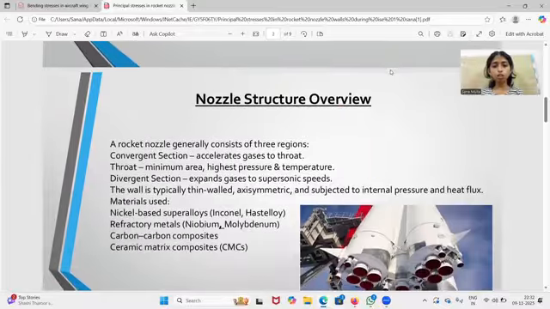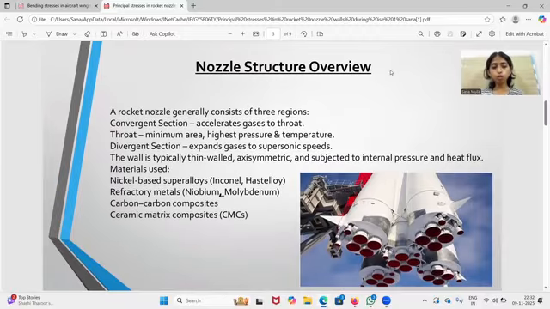Here is a simple nozzle structure overview. A rocket nozzle generally has three main regions: convergent, throat, and divergent. The convergent region accelerates gases to the throat. The throat has the minimum area, but it has the highest pressure and temperature. The third and last section is the divergent section, which expands the gases to supersonic speed.